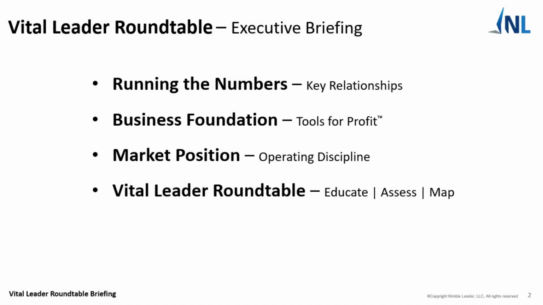First, we will run a few numbers, establish the key relationships that are germane to every business. Second, we'll touch on the business foundation, something I call the tools for profit. These tools are available to every leadership team. We'll then shift to the business market position, a key operating discipline that leaders need to master if they're to effectively shepherd their businesses to higher, more profitable ground. And then finally, we will explore the Vital Leader Roundtable, a way to build business acumen of cross-functional leaders together.